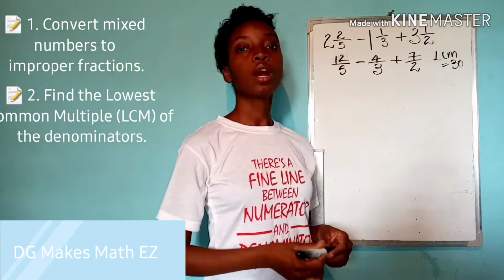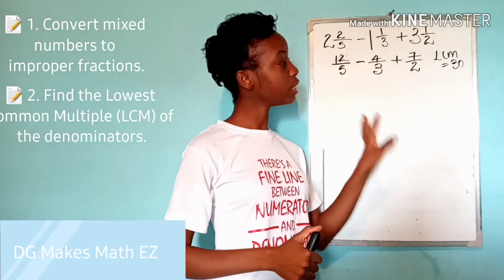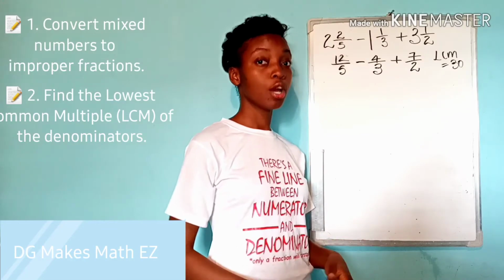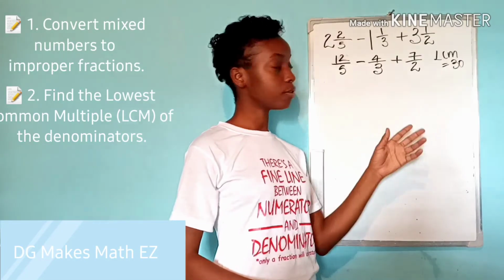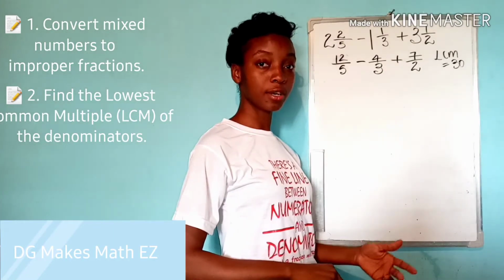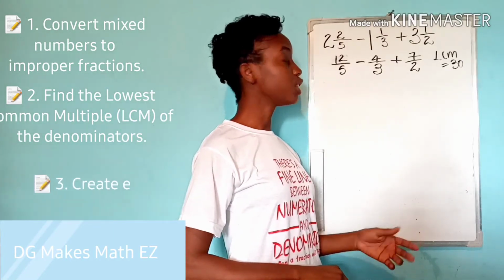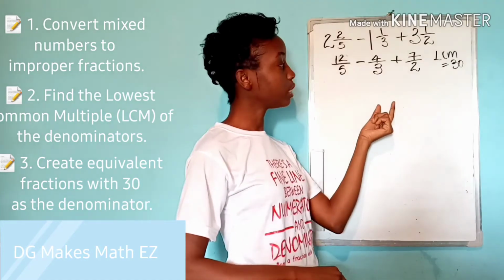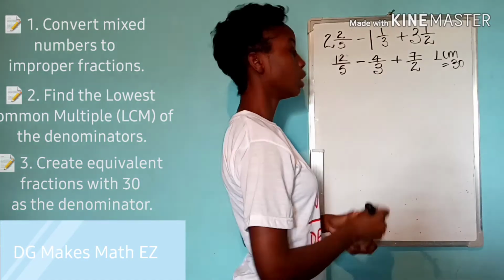is 30. What are we going to do with that 30? We're going to ensure that all these denominators become 30. We're now going to do something to each of them to turn those denominators into 30. And let me just extend that thought to say that we are going to be creating equivalent fractions for each of these fractions with a denominator of 30. All right, so here we go.